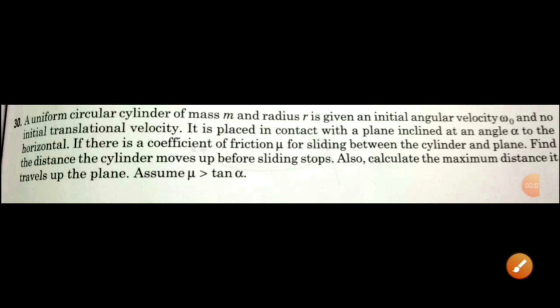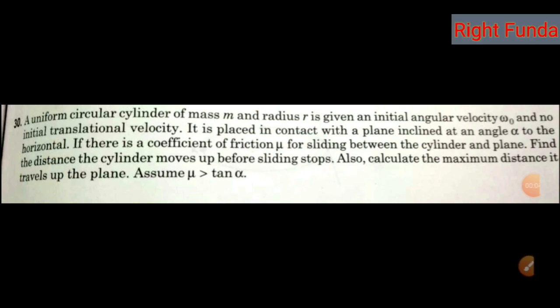Read the question. A uniform circular cylinder of mass m and radius r is given an initial angular velocity omega naught and no initial translational velocity. It is placed in contact with a plane inclined at an angle alpha to the horizontal. If there is a coefficient of friction mu for sliding between the cylinder and the plane, find the distance the cylinder moves up before sliding stops. Also, calculate the maximum distance traveled by the plane. Assume that mu is greater than tan alpha.